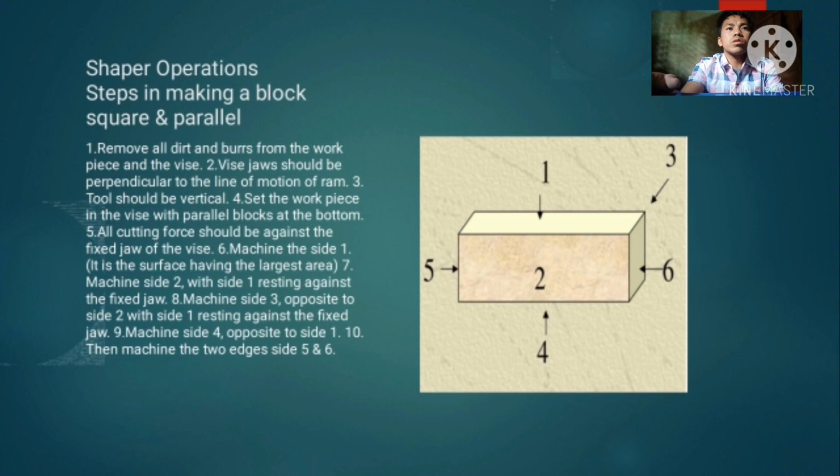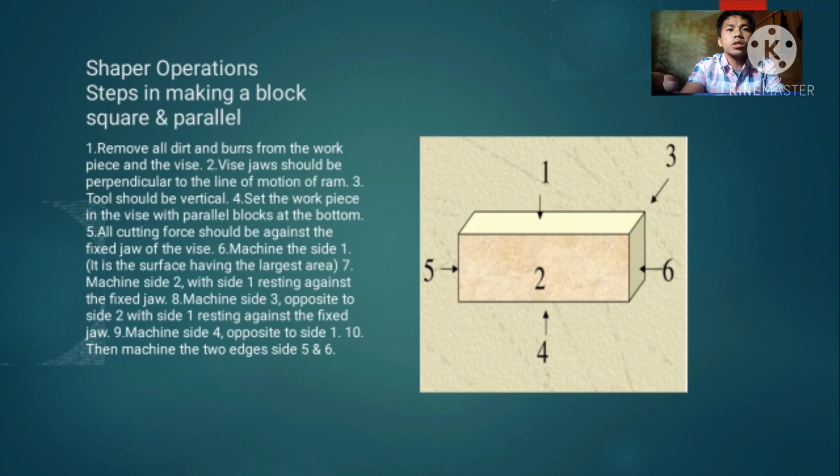And shaper operation, steps in making a block square and parallel. Number 1 is remove all dirt and burrs from the workpiece and vise. Number 2 is vise jaws should be perpendicular to the line of motion of ram. Number 3 is tool should be vertical, and 4 is set the workpiece in the vise with parallel blocks at the bottom. 5 is all cutting force should be against the fixed jaw of the vise.